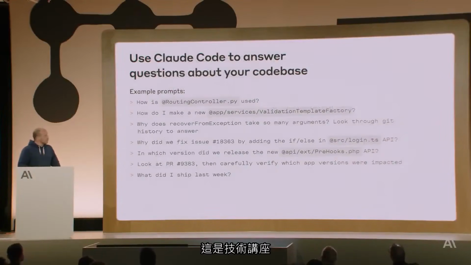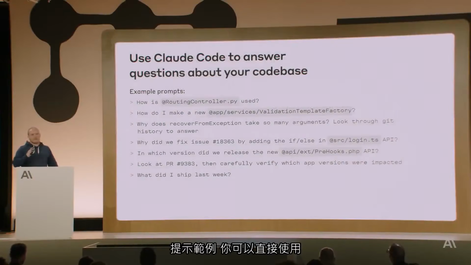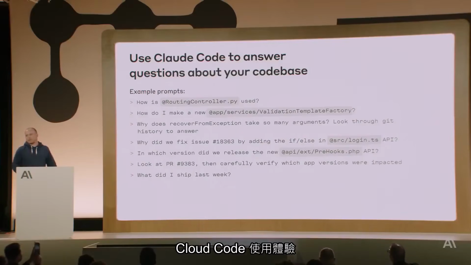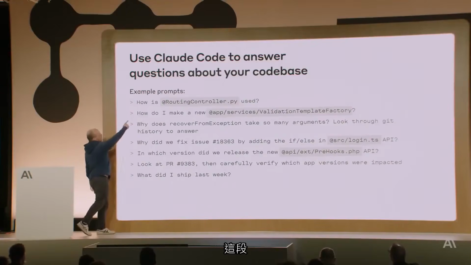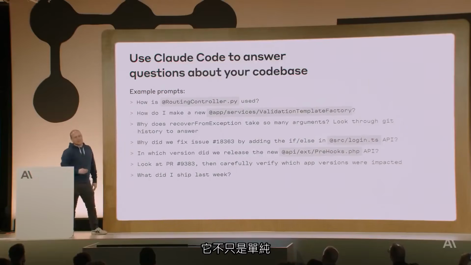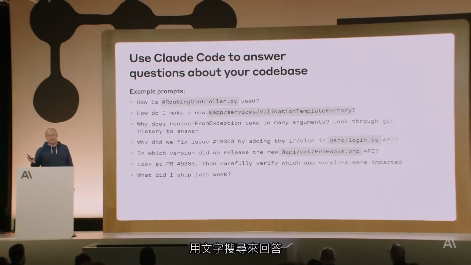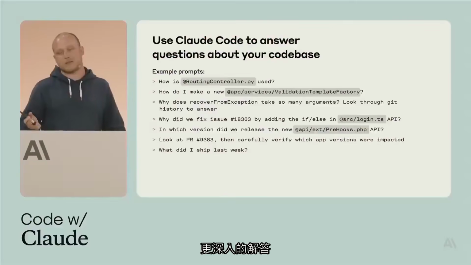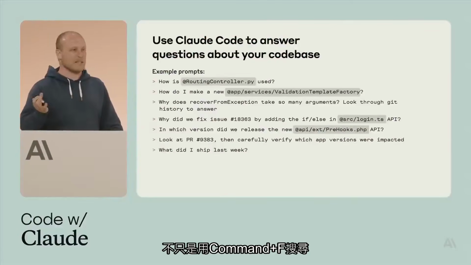This is a technical talk, so I'm going to show some very specific prompts and very specific code samples that you can use and hopefully improve and up-level your Claude Code experience. Some kinds of questions that you can ask are, like, how is this particular piece of code used? Or how do I instantiate this thing? And Claude Code won't just do a text search and try to answer this. It'll often go a level deeper, and it'll try to find examples of how this class is instantiated and how it is used. It'll give you a much deeper answer, something that you would get out of a wiki or documentation, instead of just Command F.